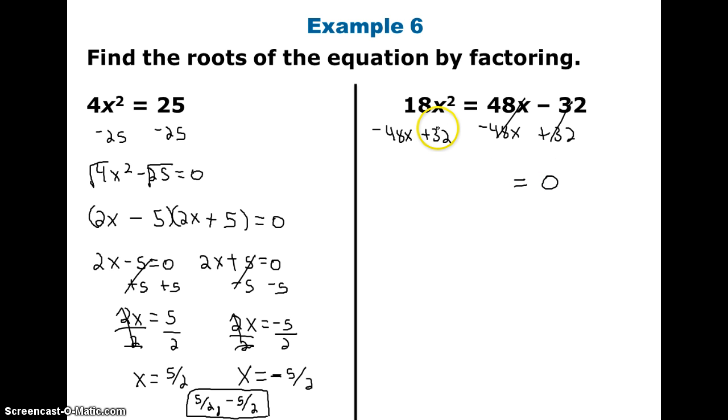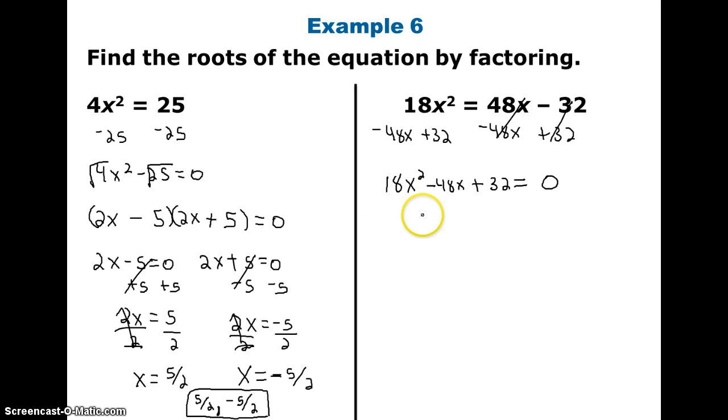On the left side, I want everything in order. I want the standard form. So the standard form of a quadratic equation, you always start with the x squared. So we have 18x squared minus 48x plus 32. So we do want to factor the trinomial, and using Jaime Escalante's method, you have to multiply a times c. But if you notice that, we do have big numbers.